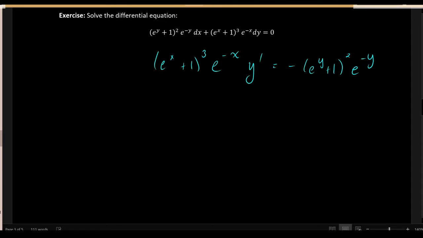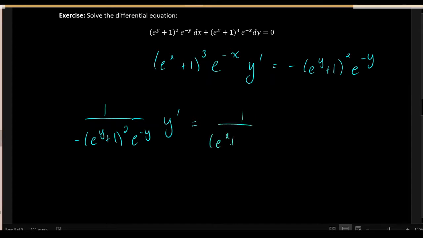Now currently our x's and y's are separated, but they're separated in almost the exact perfect wrong way. We need to get the y's on the left side and the x's on the right side. So let's go ahead and sort of flip everything around. Divide both sides by negative e to the y plus 1 squared e to the minus y. That's multiplied by y prime. And let's set that equal to what we have on the other side, which is 1 over e to the x plus 1 cubed e to the minus x.